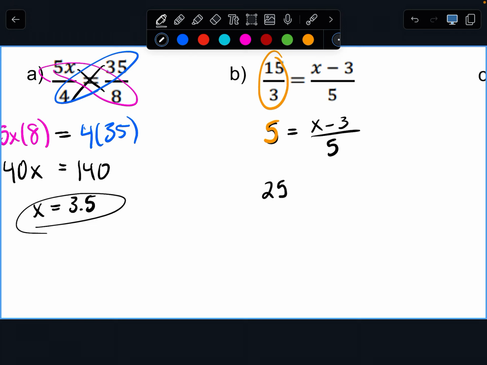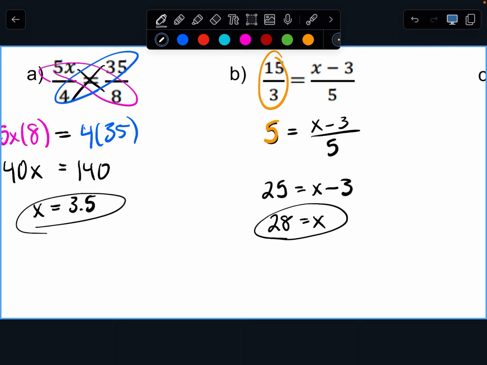So you end up getting 25 equals x minus 3, and then you add 3, and then you're done. It's just so much faster. Yeah, otherwise you would distribute. Yep, exactly. But this is just faster. Again, it's all about being fast, honestly. Efficient, or accurate, obviously, but also fast. So that's a thing you can do.